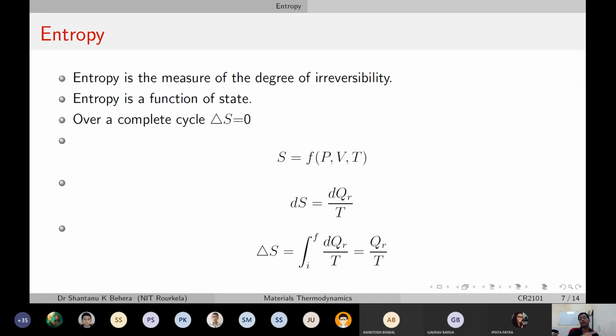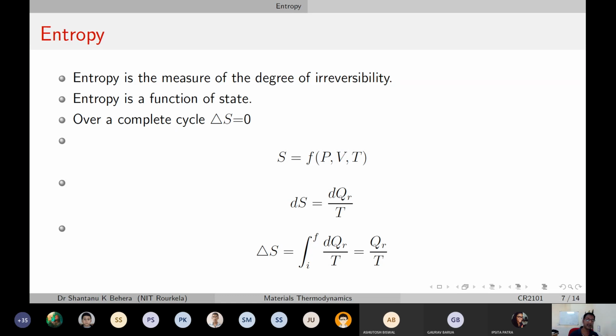And if you do the process in a complete cyclical way, then it starts with the initial thermodynamic coordinates, goes through many other thermodynamic coordinates, and then comes back to the initial one. In the whole process, which is a cyclic process, the entropy change is going to be zero. There's no change in entropy in that sense. And this can be expressed with the three basic thermodynamic parameters, P, V and T. That's why S is a function of P, V and T.